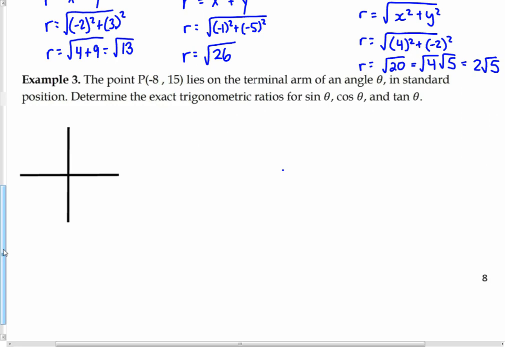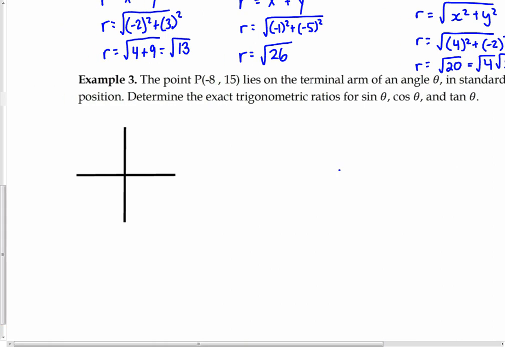Okay, so let's start with drawing this. What quadrant is it in? Quadrant 2. Let's do a rough sketch. And then let's draw our right triangle. We always, again, use the bow tie with the x-axis.